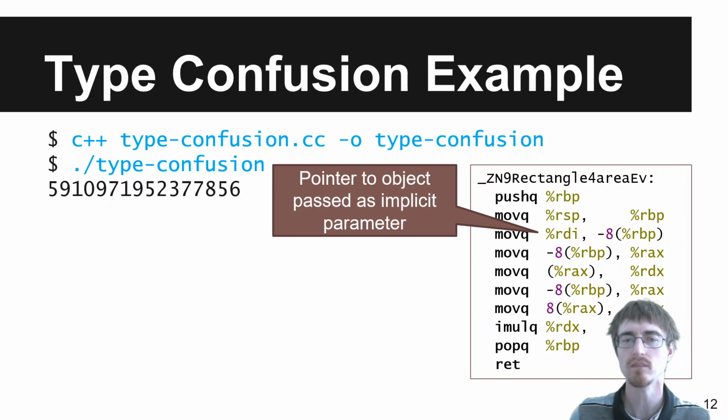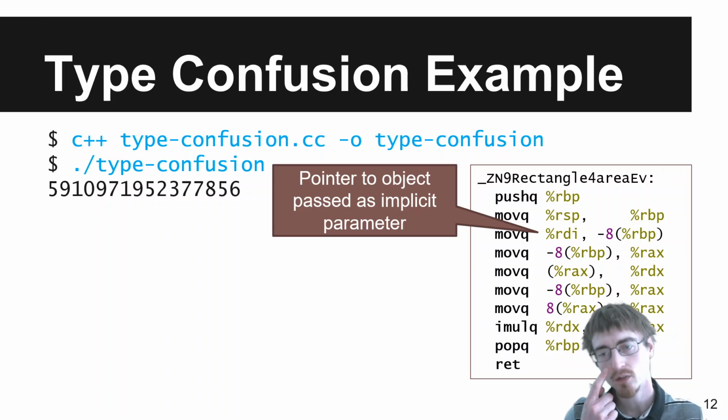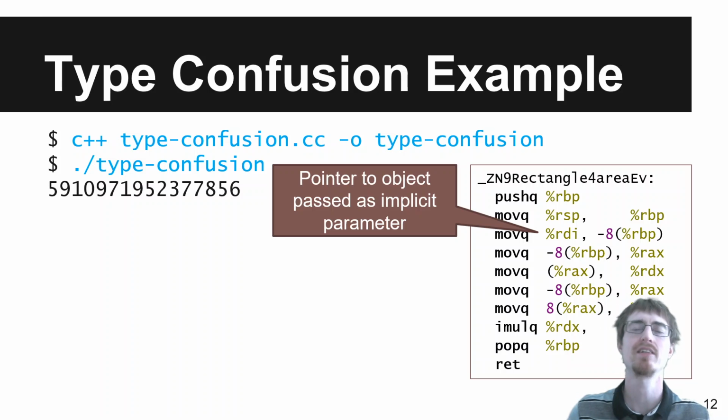So first of all, we see that there is a parameter to the function, RDI. But we did not explicitly mention a parameter in the code. So what happens here is if we have a member function of an object, this member function will get a pointer to the object passed to it as an implicit parameter. And this parameter in this case is stored in RDI. So we're storing RDI here as a local variable, RBP -8.